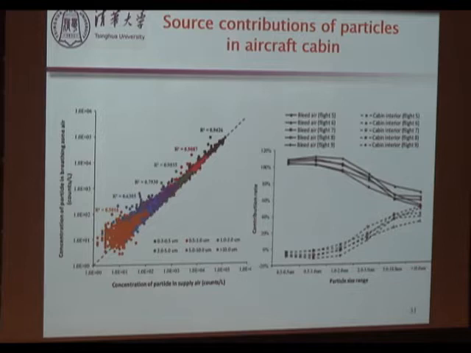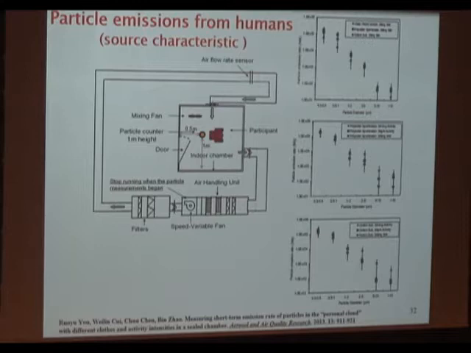And then we try to figure out the source again. We know people could be a particle emission source. So we put people into the chamber, which has to be ventilated, and then we measure the particle generation from people under different clothing conditions and different activity levels.